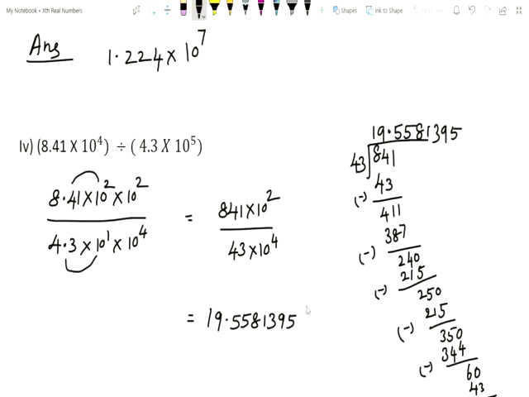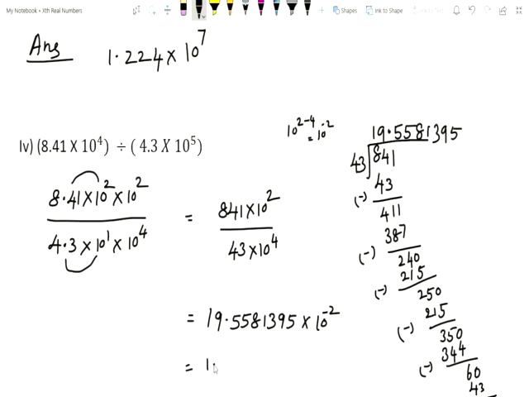19.5581395 into 10 power. See here, 10 power 2 divided by 10 power 4. So what will you get, children? A power m divided by a power n, you want to subtract the powers. So 10 power 2 minus 4, what will you get? 10 power minus 2.